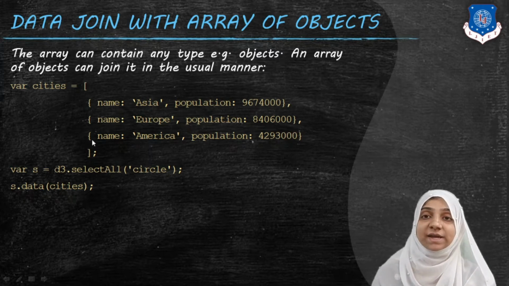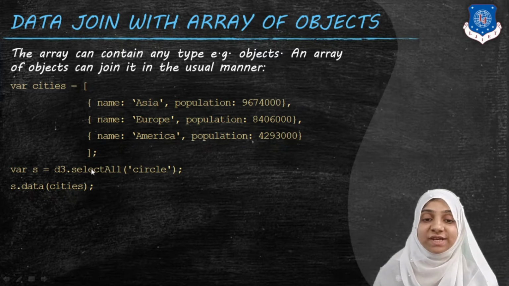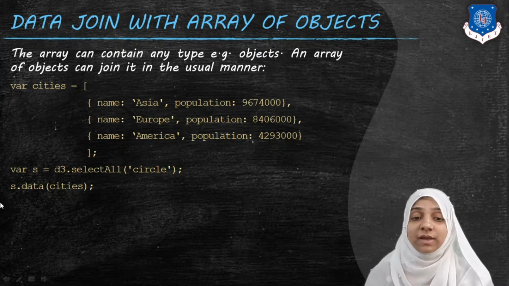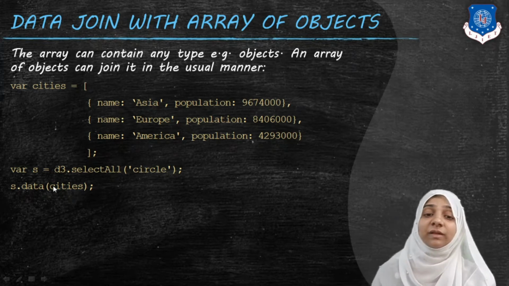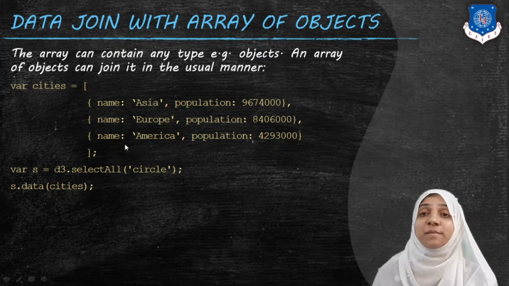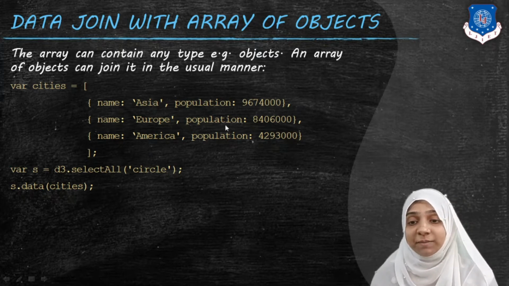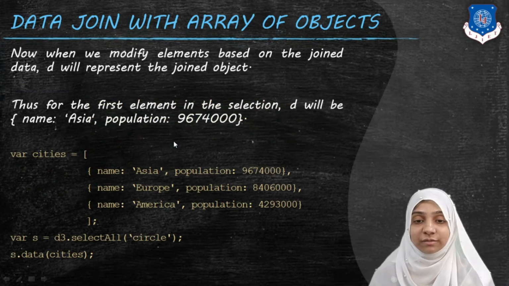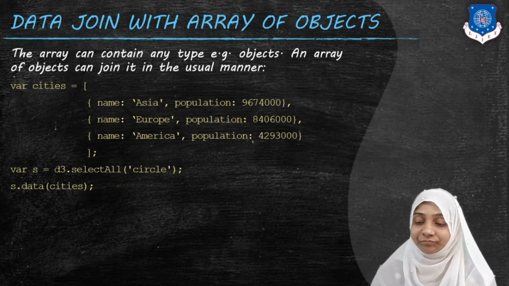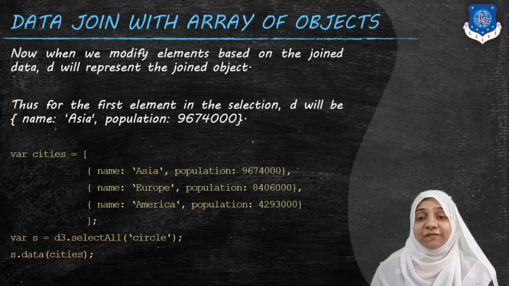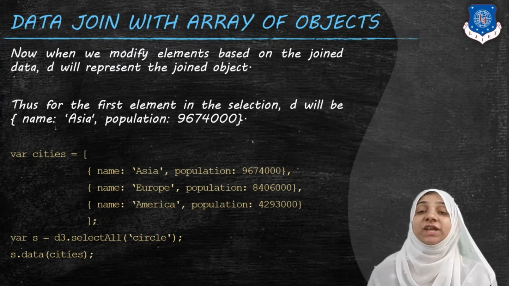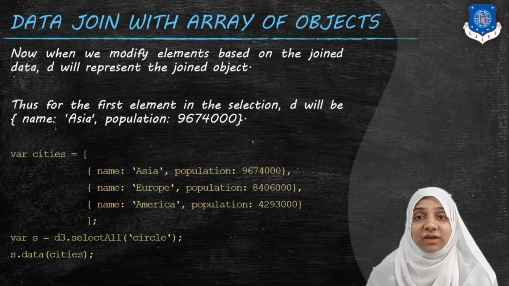I can join this array of cities with circles. So I will simply write selection S, that is variable S is equal to d3.selectAll circle, and S.data(cities). Now the first object is bound with the first circle, the second complete object is bound with the second circle, and the third object is bound with the third circle. Here, modification of an element is based on the joined data, where d represents the joined object, not a single value.